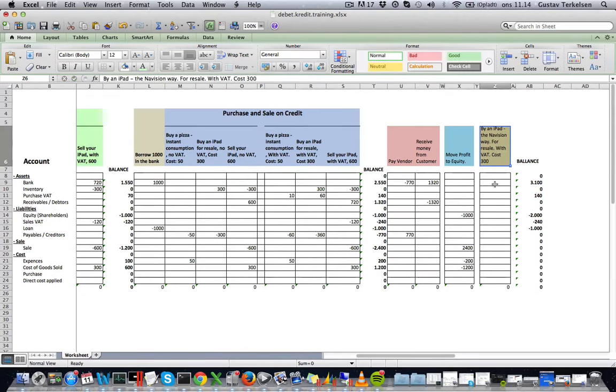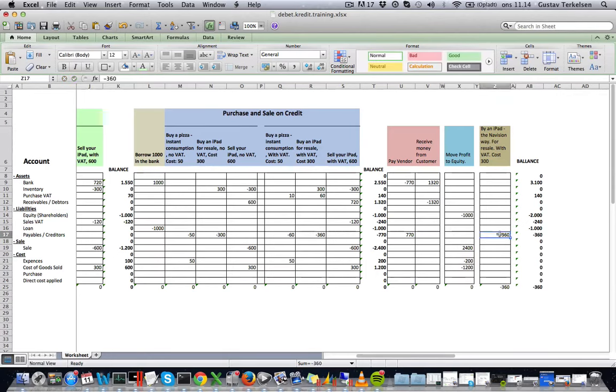So when we buy an iPad the Navision way, Nav says that, well, first of all, we owe our vendor now 300 plus the VAT, which is 360. So that's the same as over here. So we'll put that in here. We owe our vendor 360.